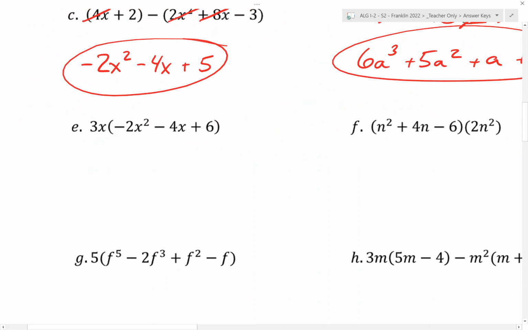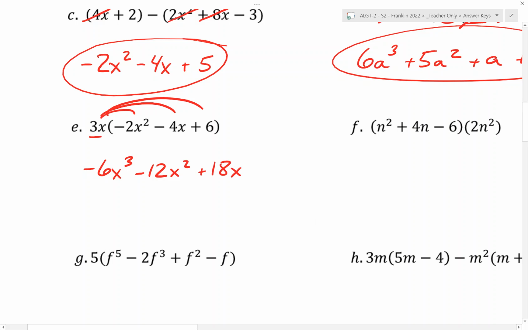So this is really just the distributive property. So we're going to take this 3x here and distribute it to each term inside the trinomial here. So 3x times negative 2x squared is negative 6x cubed, because x times x squared is x cubed. 3x times negative 4x is negative 12x squared. And 3x times 6, it's plus 18x.